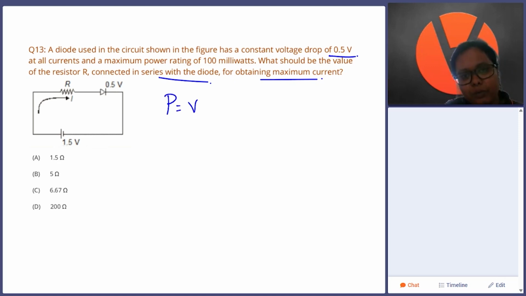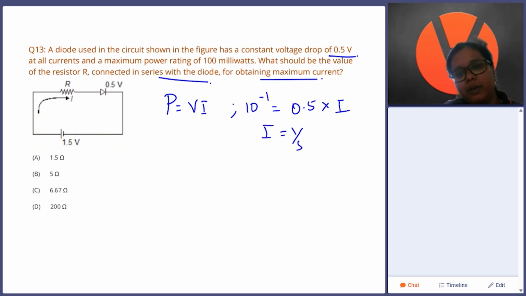So power is equal to, what is the formula? We know VI. So 100 milliwatts, I can write as 10 power minus 1, which would be equal to 0.5 volt into I. So I is equal to 1 by 5, so this would be 0.2 ampere.